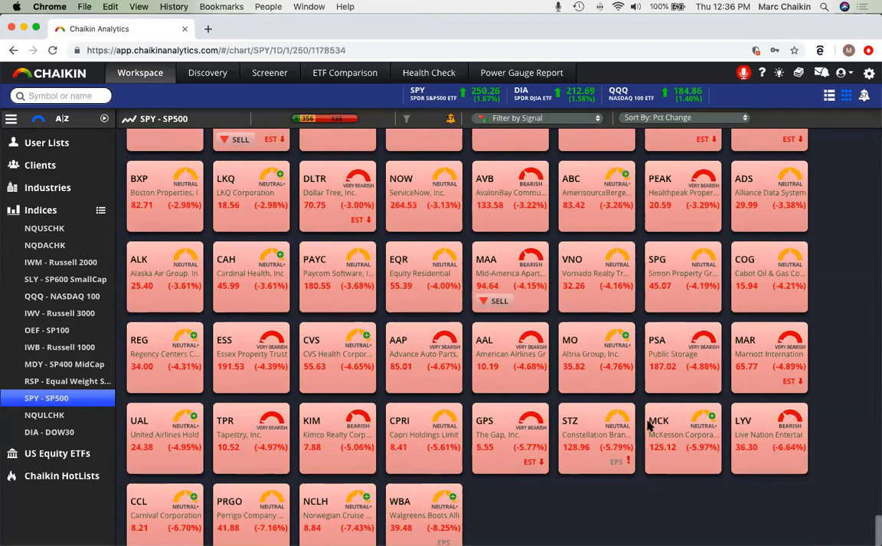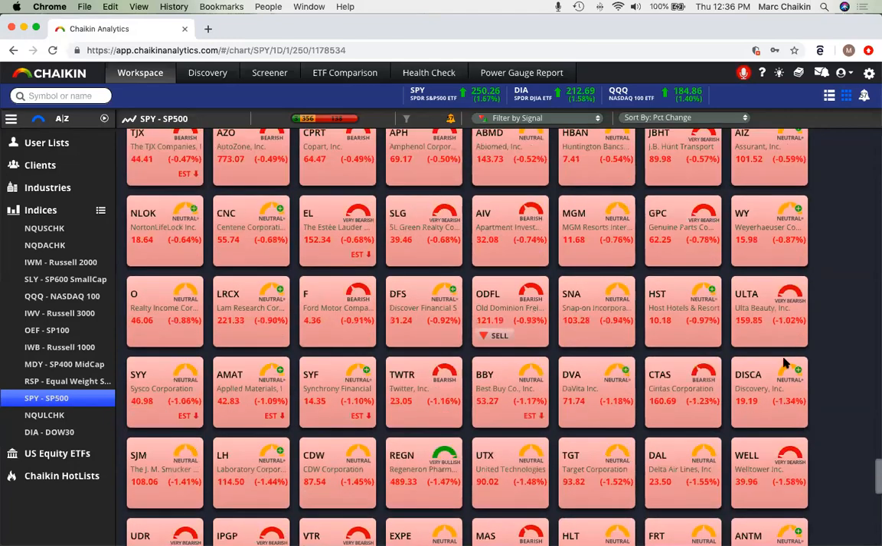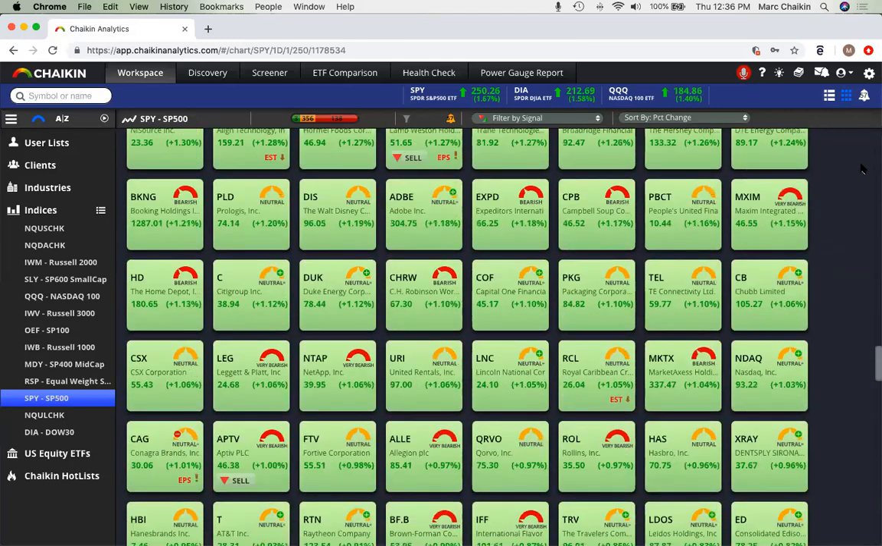Walgreens, Gap, McKesson, Live Nation, Tapestry, Kimco Realty, which is a REIT, some of the other REITs, the hotel stocks. So you can very quickly see what's happening in the market.